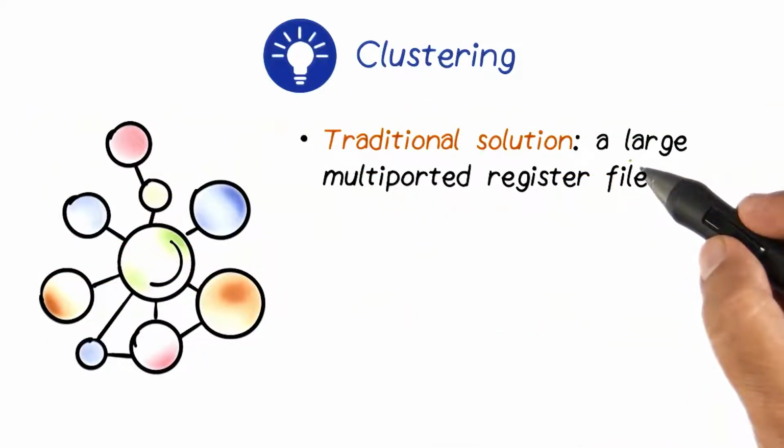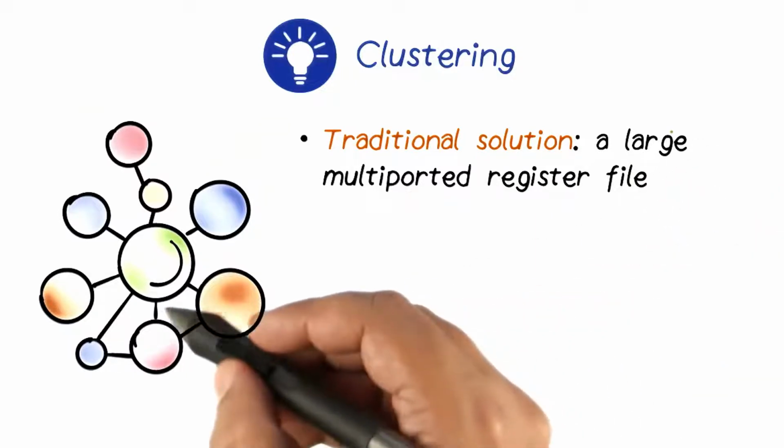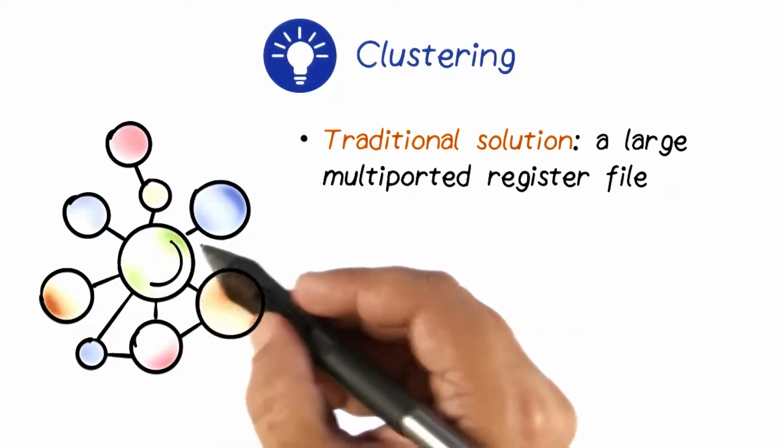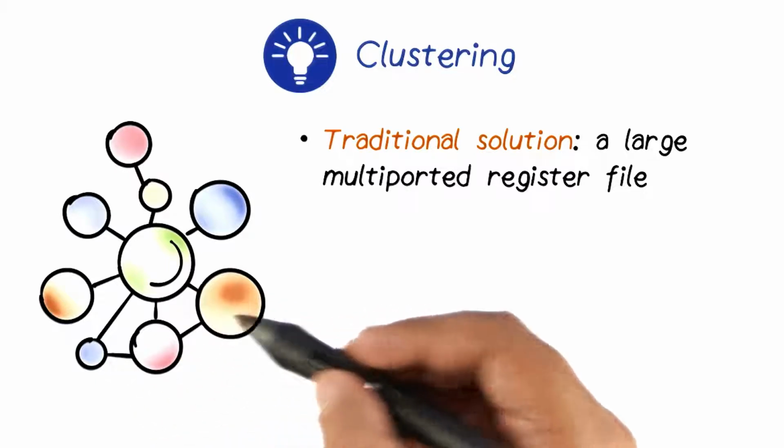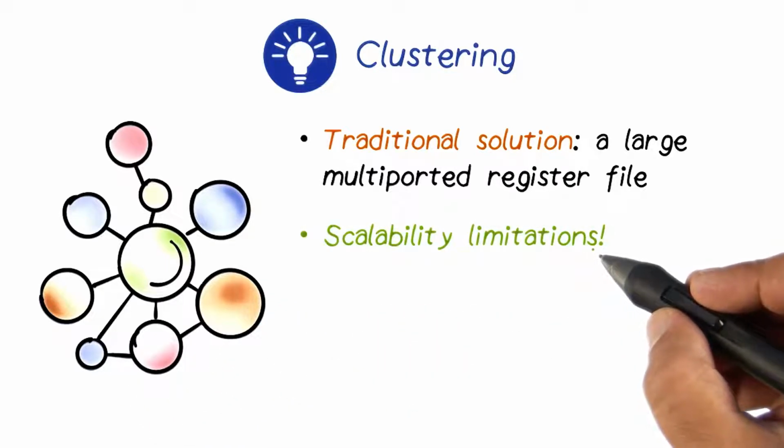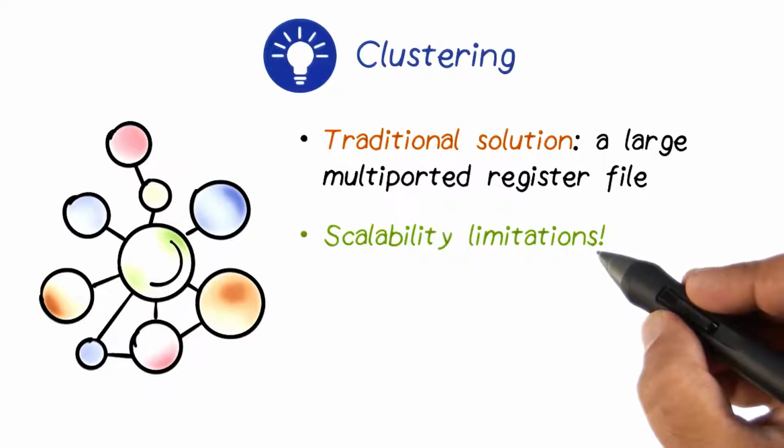The traditional solution involves a large multi-ported register file. In other words, we have just a single file and we have lots and lots of ports here to facilitate the data movement. However, what is the catch here? The problem is scalability. This design does not scale for VLIWs because the need is for a very large number of parallel data movements in terms of both reads as well as writes.